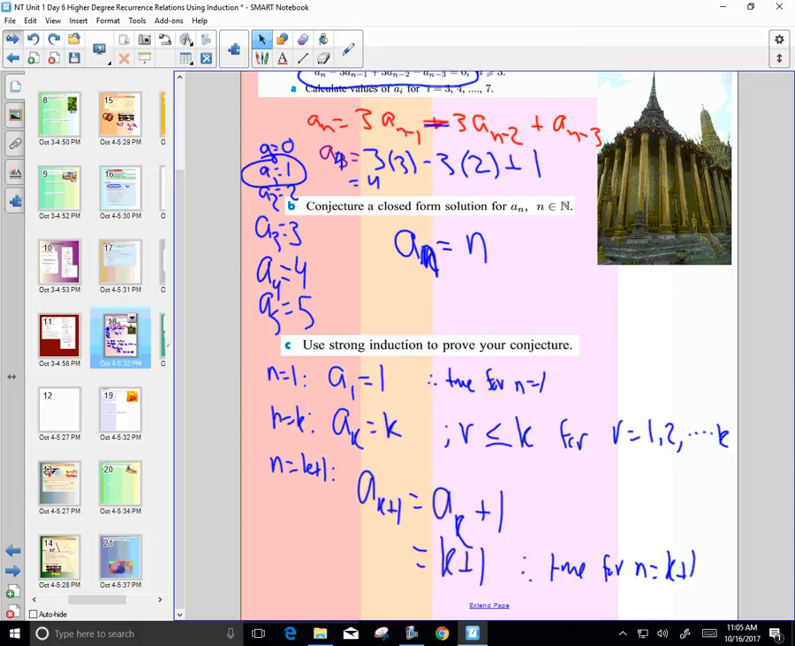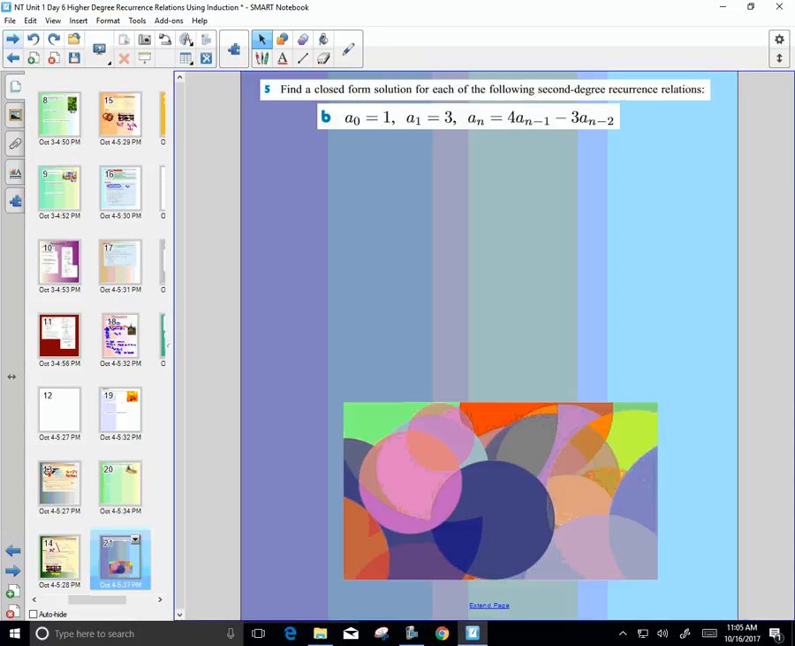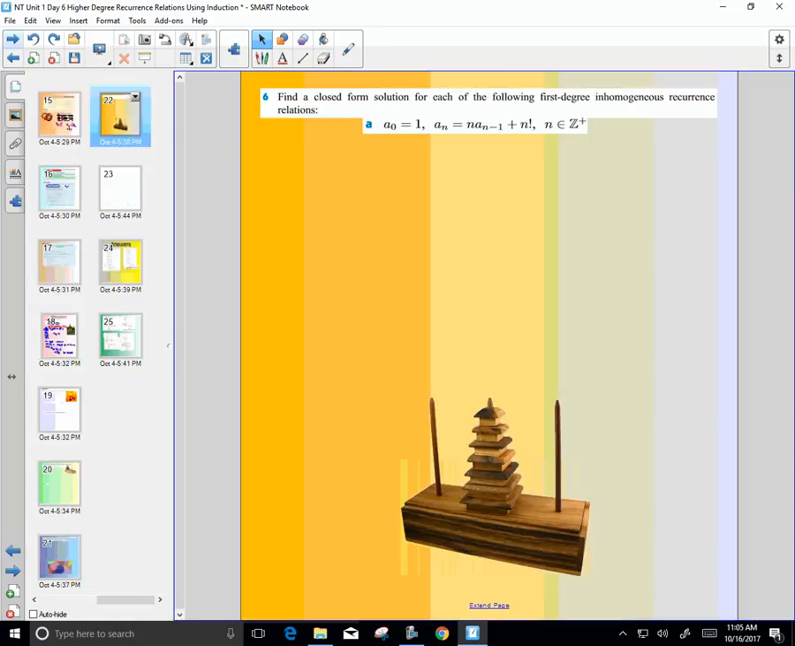For tomorrow, just do number 2 and 3. And I think 2 is the only one you have to prove with induction. 3, 5, and 6, just find those patterns.